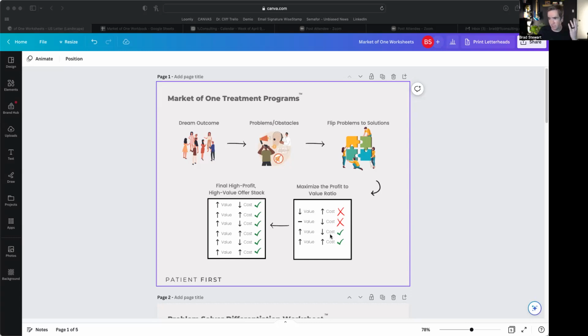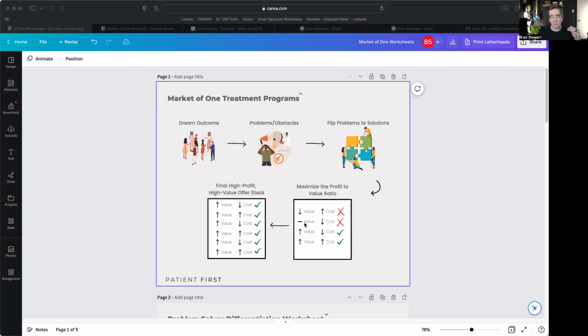When we think about cost, generally we're thinking about resources in terms of our time or staff time, and whether there's any actual tangible cost of goods associated with it. So for example, if we have something that's low value to the patient and high cost to us, we're not going to include that in our solution.